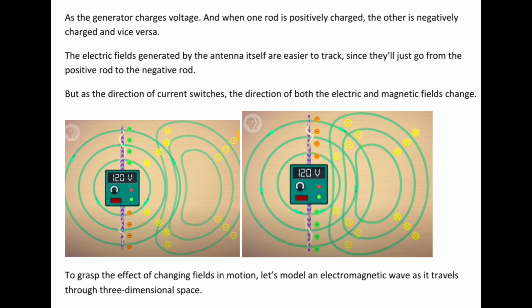As the generator charges voltage, when one rod is positively charged, the other is negatively charged, and vice versa. The electric fields generated by the antenna itself are easier to track, since they'll just go from the positive rod to the negative rod. But as the direction of current switches, the direction of both the electric and magnetic fields change.